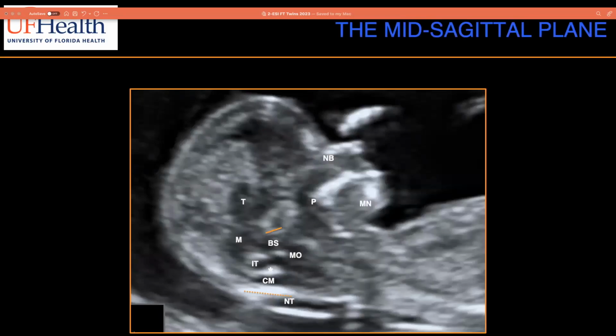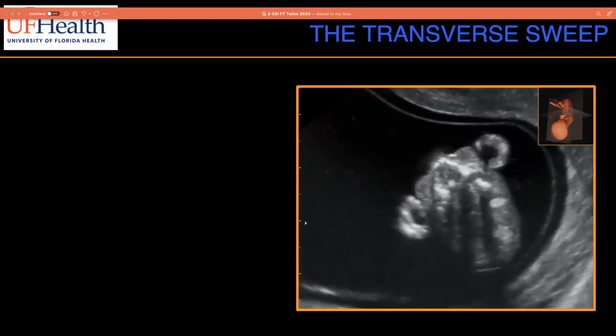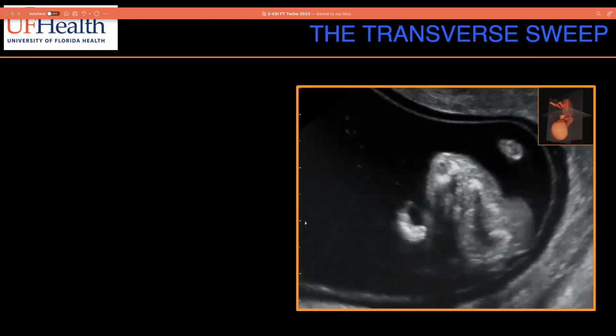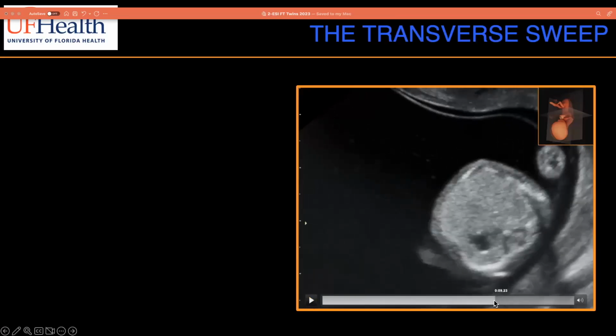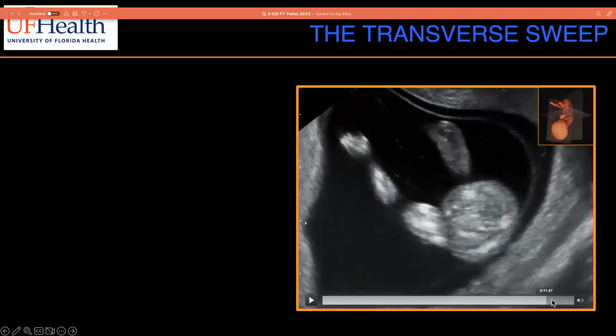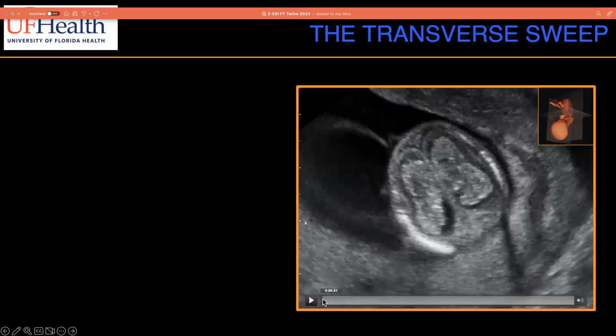Okay, the mid-sagittal plane, I covered this in the first presentation. I'm not going to go through it again, but again, this has many hidden markers to rule out various abnormalities. And I have to highlight the importance of a transverse sweep of the entire fetus to really look at so many structures within a few seconds. So this is a 12-second clip, a very old clip, if I may say, maybe 10 years old.